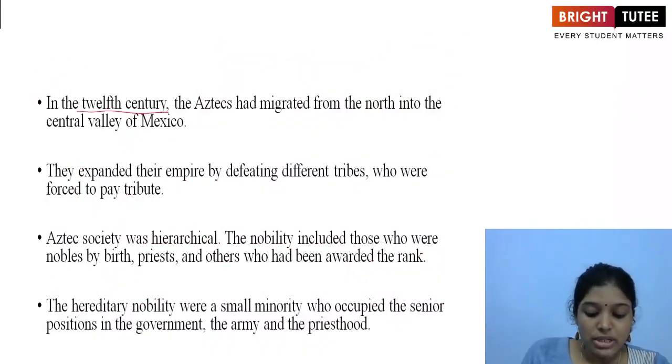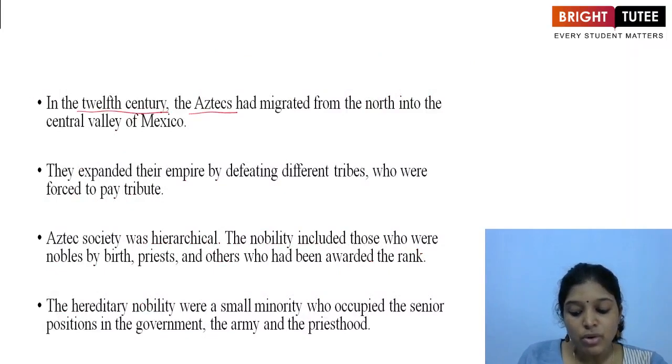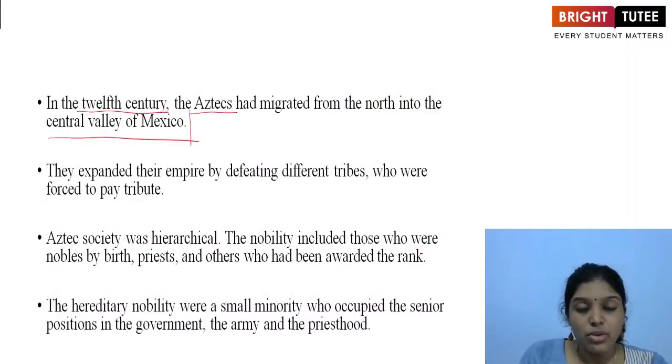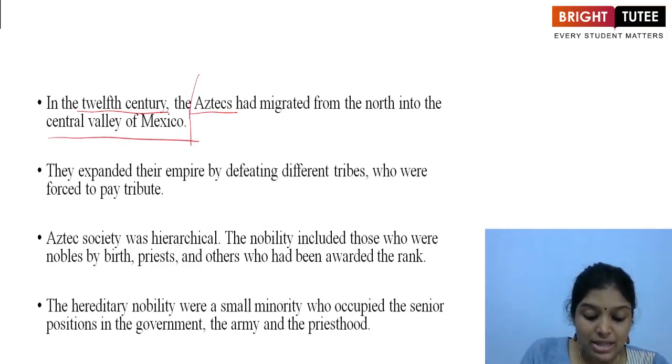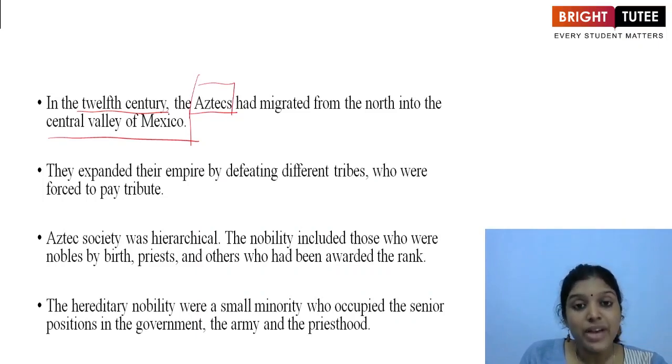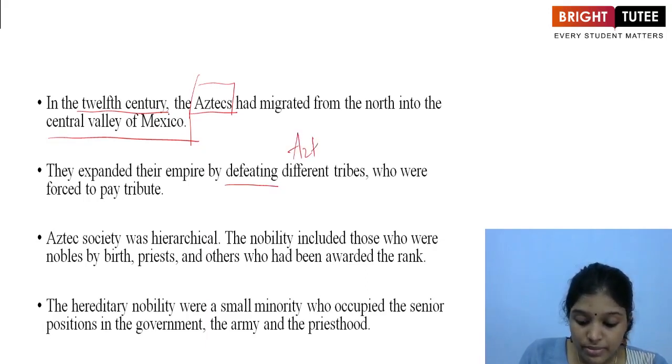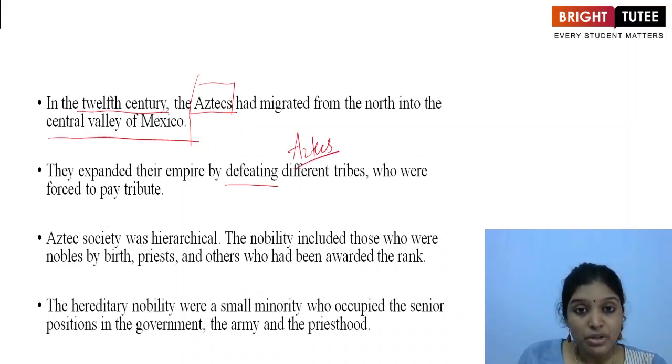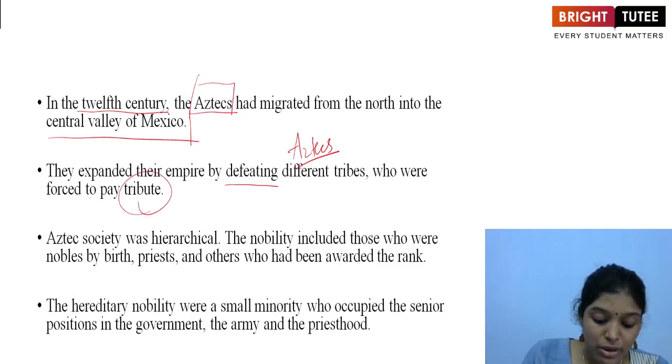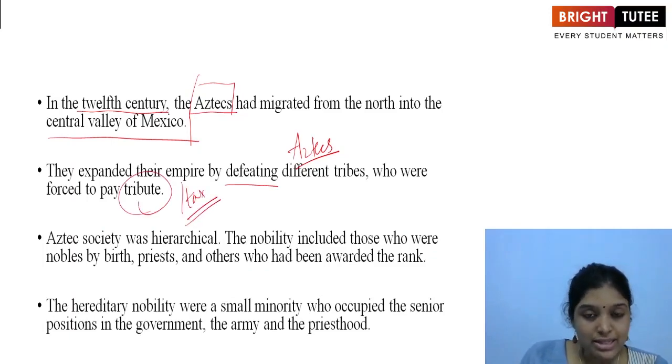And in the 12th century, the Aztecs had migrated from north into the central valley of Mexico. So from the Northern American region, in the 12th century, the Aztecs had migrated to the central valley of Mexico, and they expanded their empire by defeating different tribes who were forced to pay tribute. So the Aztecs established themselves by defeating the different tribes who were living there, and they were forced to pay a tribute or some kind of tax to the Aztecs.